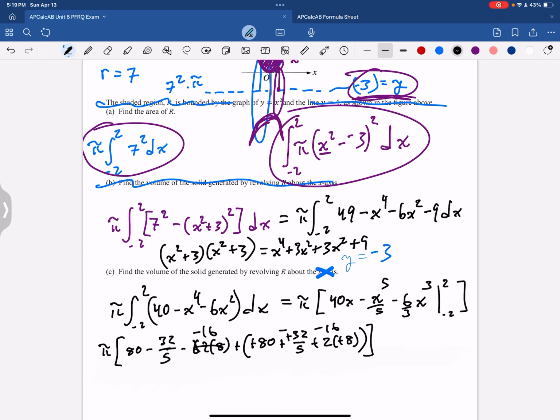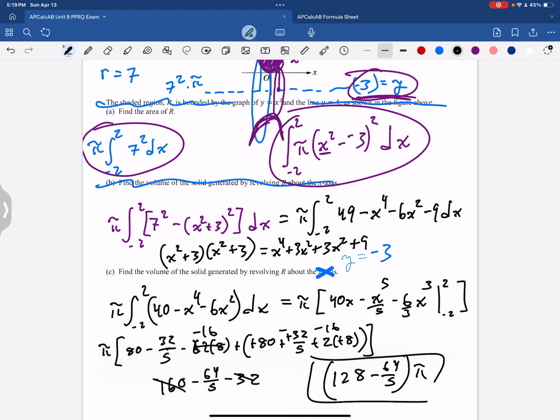So we have, oh man, it's like everything doubles. So we have 160 minus 64 divided by 5, and then minus 32. Oh, and we can subtract that. So it would be 128 minus 64 over 5. I'm just going to leave those and multiply that by pi and say this is my answer. All right, it's simplified enough. We don't need to go any farther than that.